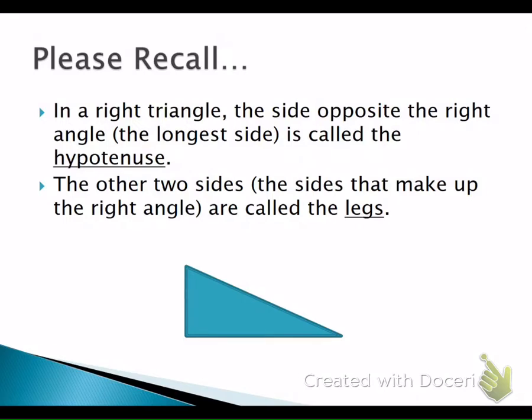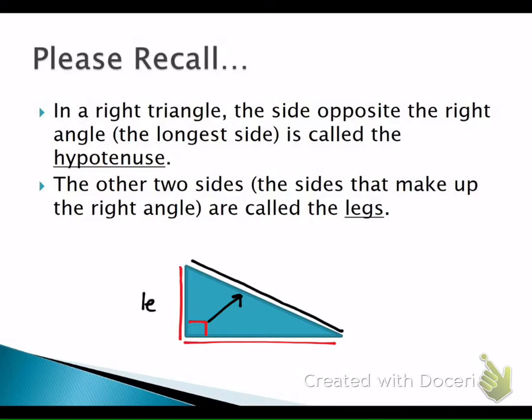you need to remember that in a right triangle, we have the right angle right here. The two sides that make the right angle are called the legs. The side across from the right angle is called the hypotenuse. You have to be able to distinguish if we're looking at a leg or if we're looking at a hypotenuse today. If you cannot tell the difference between those, you're going to struggle.